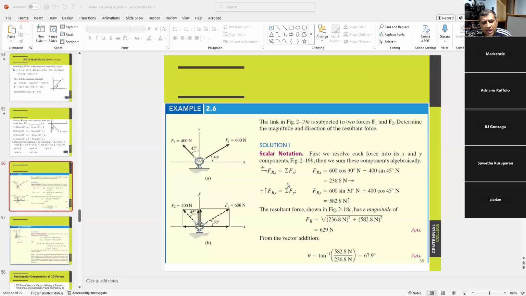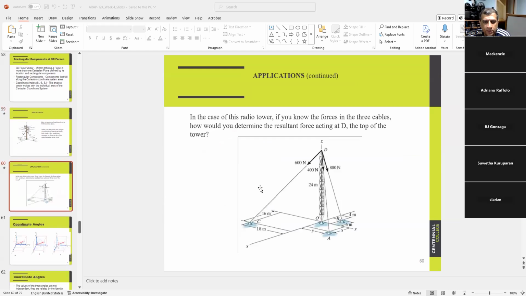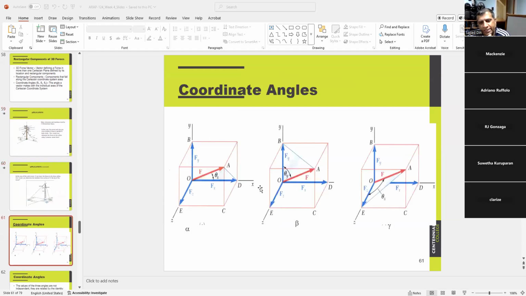So you can actually have situations where you have forces in 3 dimensions on different planes. And that's where having a third component comes in. Okay? We don't do that at this stage. We don't work on that at this stage. But you would have FZ.